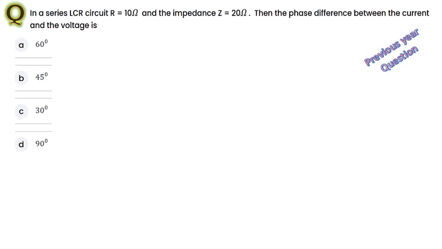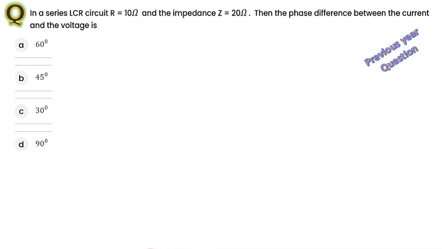This is little important, and even an old question paper problem also. See here, I will tell you two methods. Which one you feel is easy, you just follow. This is about an LCR circuit, R value given, impedance Z value given. See, voltage and current they have given. In that case, the phase difference between the current and voltage. So the angle between current and voltage is what they are asking here.